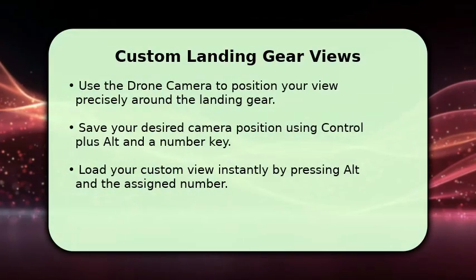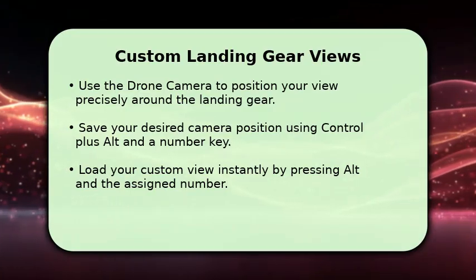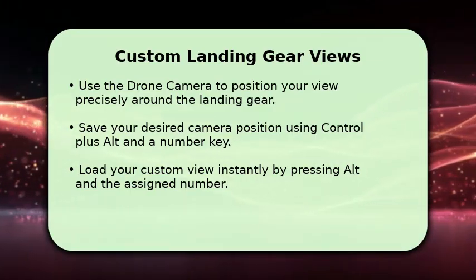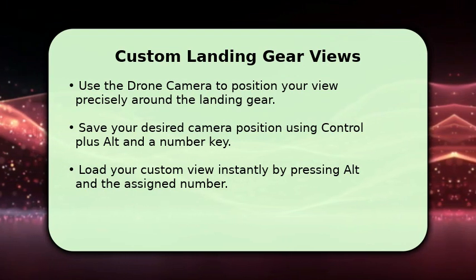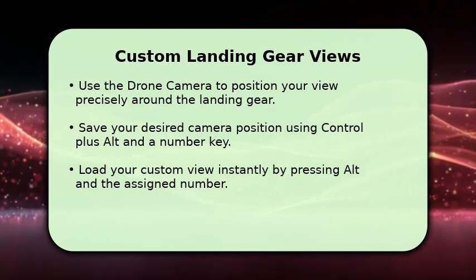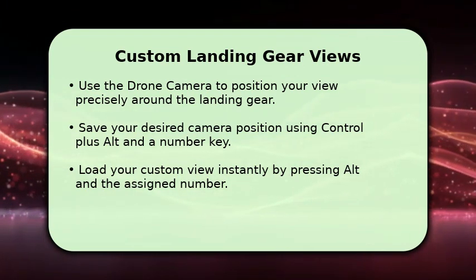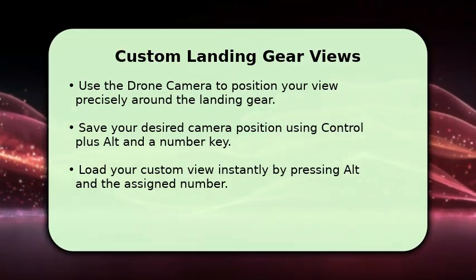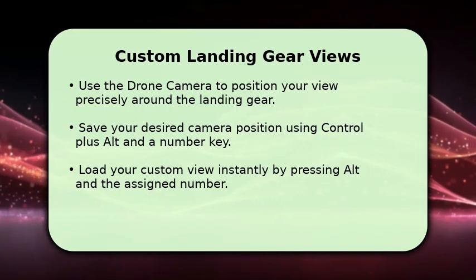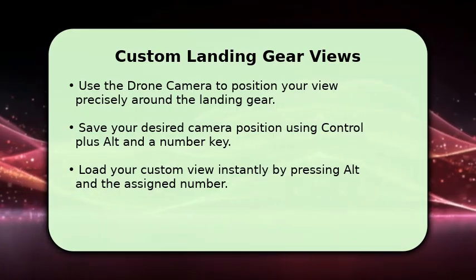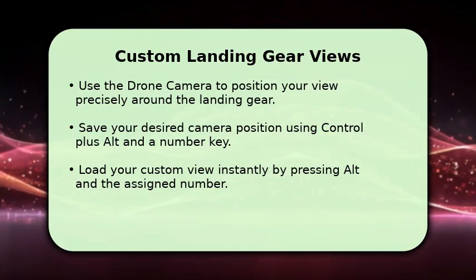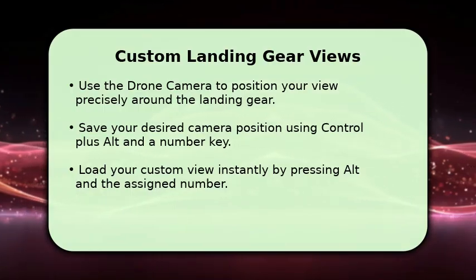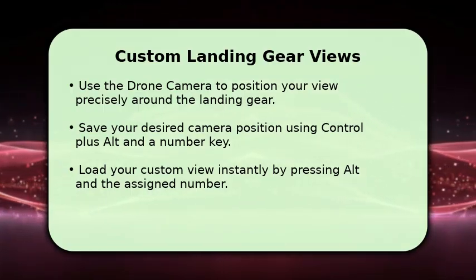For ultimate control, you can create your own custom landing gear views. First, activate the drone camera by pressing the Insert key, then maneuver it into your preferred position using the W, A, S, D keys and the numpad for rotation. Once satisfied, save this view by holding Ctrl and Alt, then pressing a number from 1 to 0. You can then recall this view instantly by pressing Alt and that same number, providing a personalized perspective.